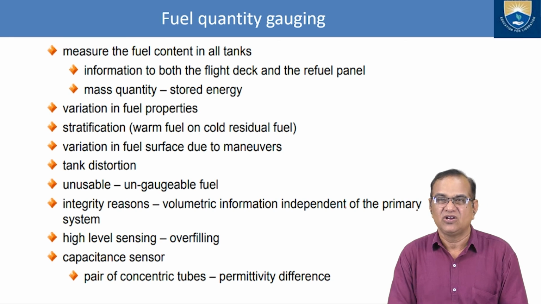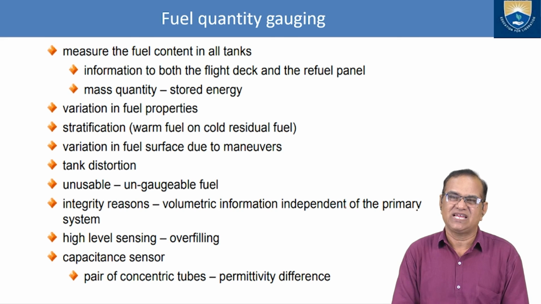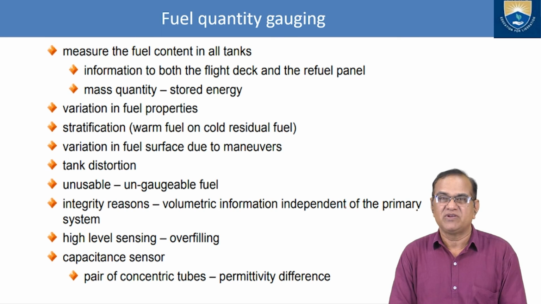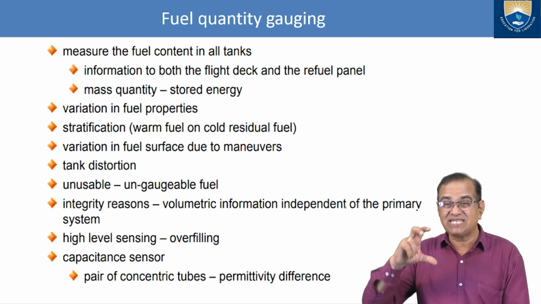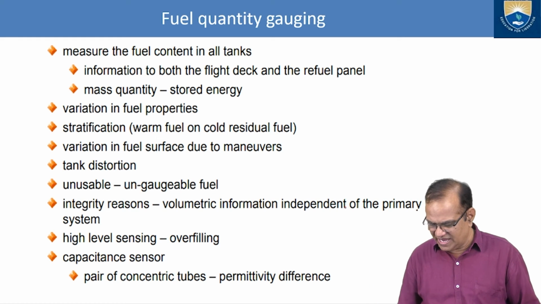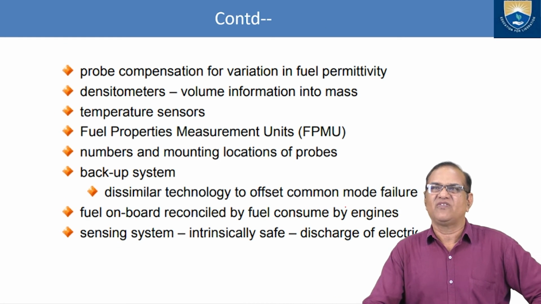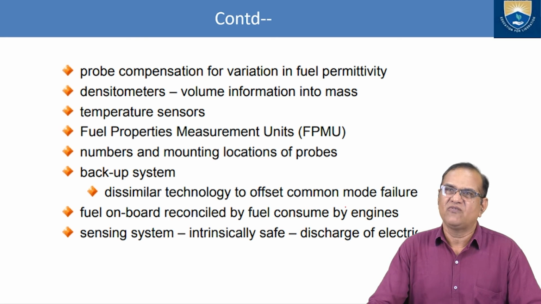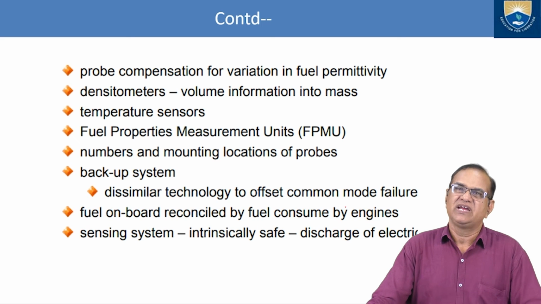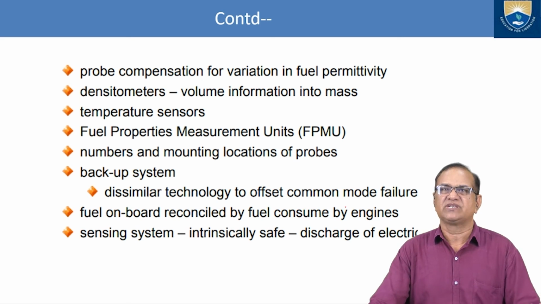High level sensing, overfilling. Capacitor sensors are used to sense how much fuel is there. Previously we used to have the resistance type of fuel sensor, but now we use the capacitance type. This measures the air above the fuel, how much air is there. Probe compensator for the variation in fuel permittivity. Densitometer, volume information into mass. Temperature sensor. Fuel properties measurement unit.